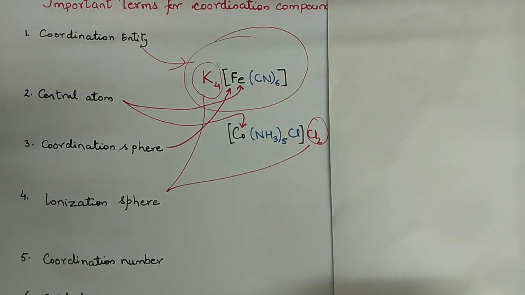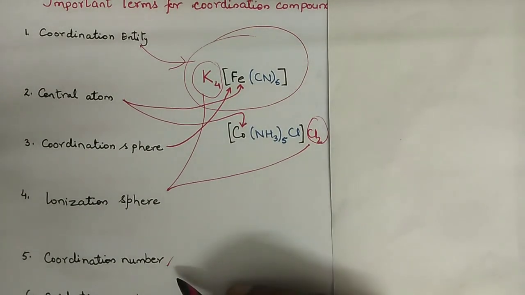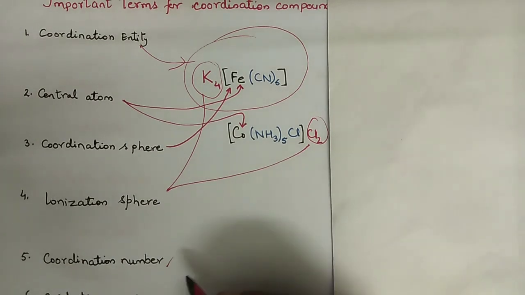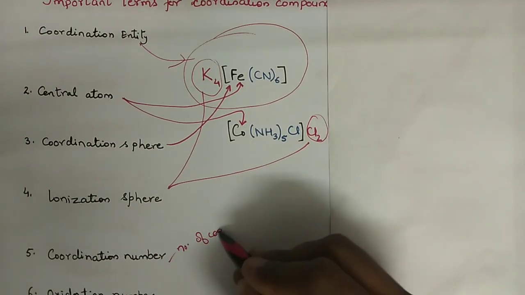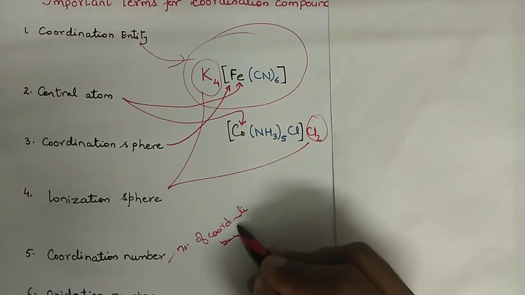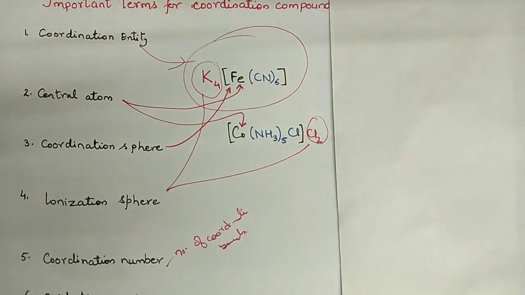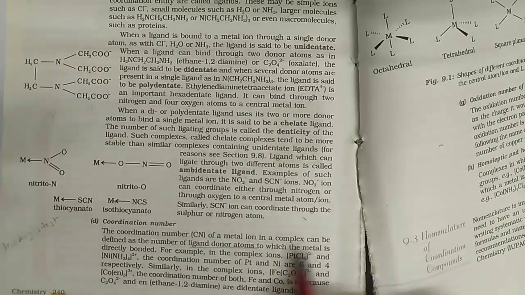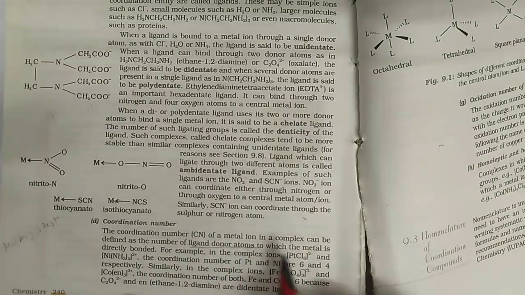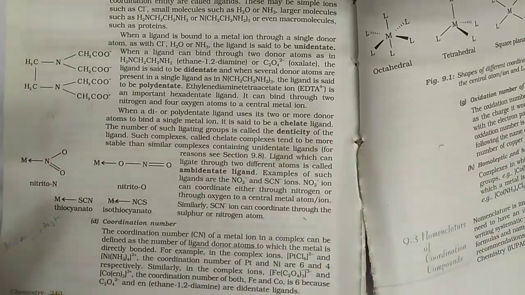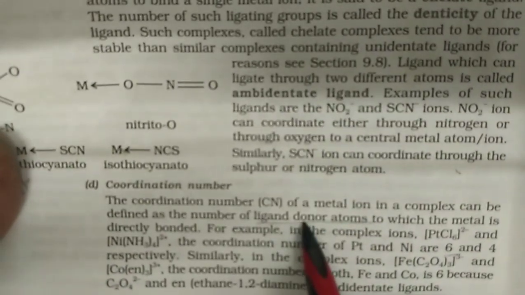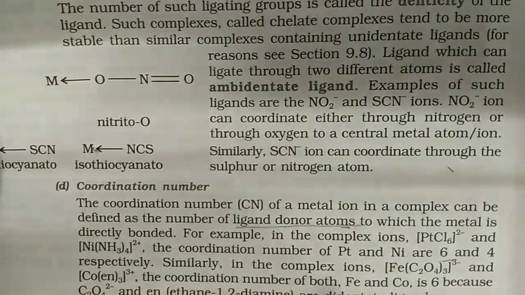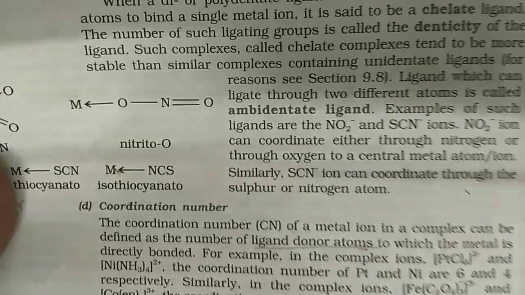All right. Now what is the coordination number? The coordination number is the number of coordinate bonds. Let me write it: number of coordinate bonds. Keep in mind that in your NCERT book, the coordination number is defined as the number of ligands or donor atoms to which the metal is directly bonded. This definition is also correct if you focus on the words donor atoms.